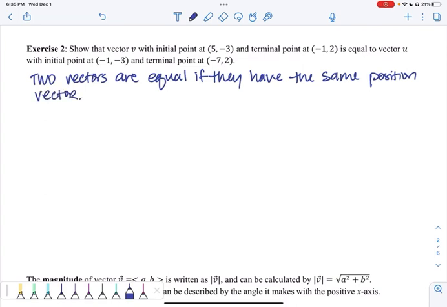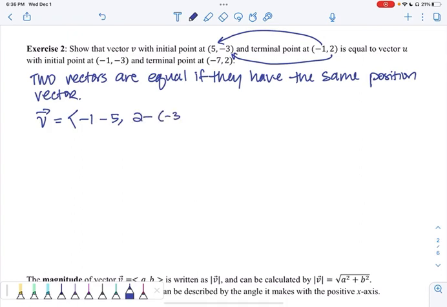So let's give it a try. So the position vector for v, all right, is -1 minus 5, and then 2 minus -3. And then at the same time, we've got u going on, which is -7 minus -1, and then 2 minus -3.